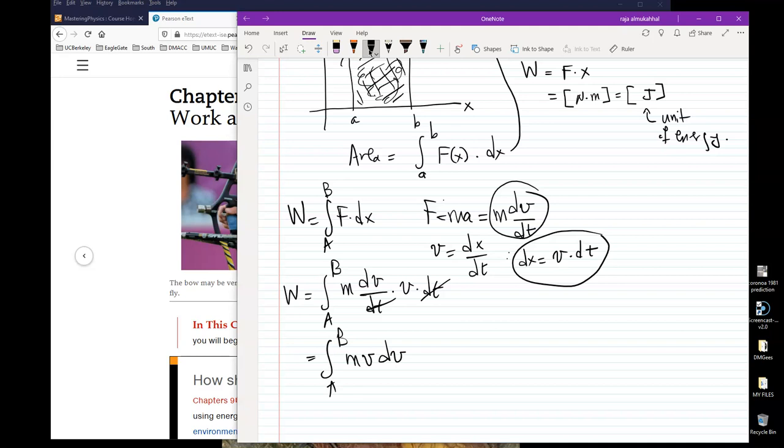Is that right? Well, what is that? When I integrate mv dv, it's like integrating x dx. What is that? That's 1/2 x squared, correct? So we have the same thing. That becomes 1/2 mv squared from A to B, correct? So we refer to this expression here as the kinetic energy.